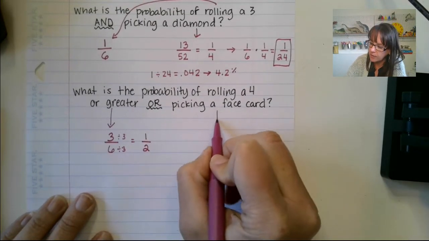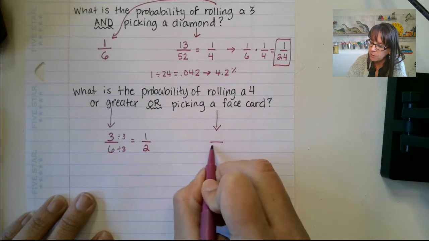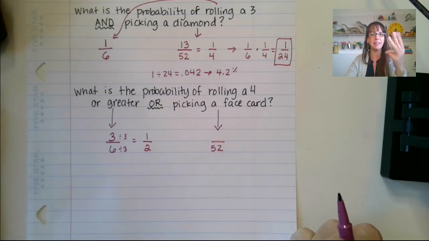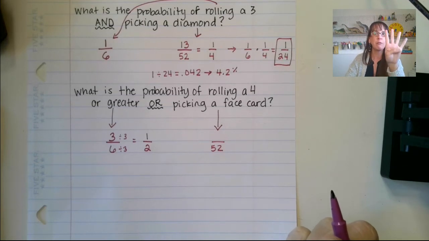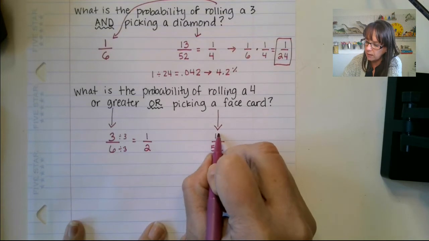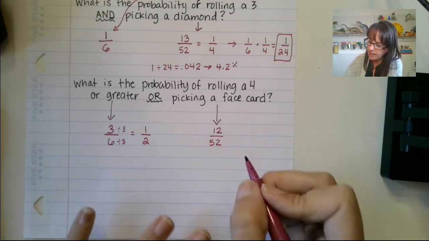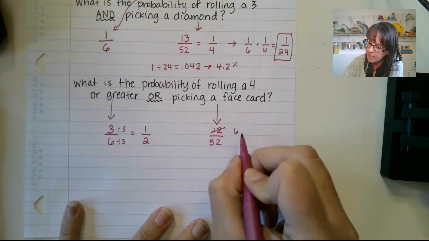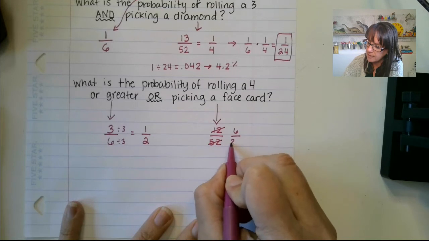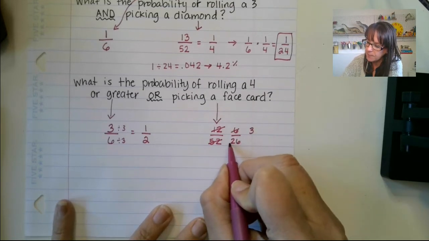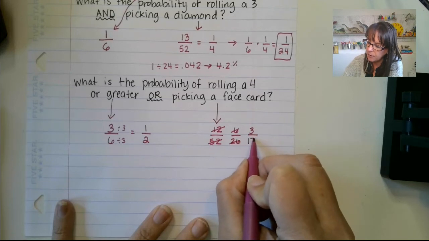Now let's talk about this face card. Again, there are 52 cards in a deck. Face cards: you have a jack, queen, and king. That's 3 face cards, but then you have 4 different suits. So 3 times 4, there's going to be 12 of those guys. If we take these and cut it in half, we end up with 6 over 26. And then if we cut it in half again, we end up with 3 out of 13.